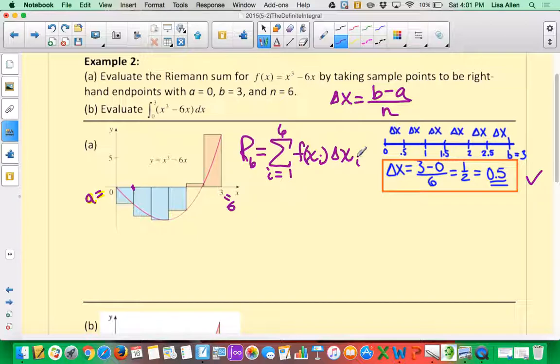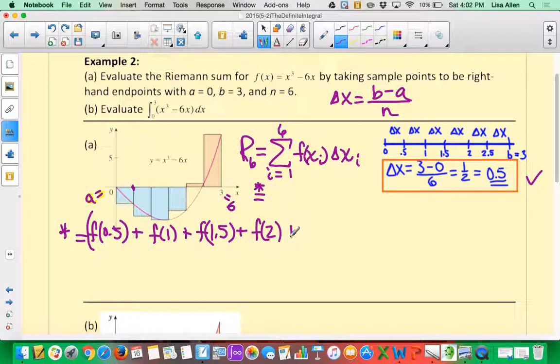Delta x is the same for each subinterval. So I'm going to bring this down here, equal, and put a little star. That is then equal to the sum of the function values, and then at the end we'll multiply by delta x. So, parenthesis, f of 0.5 plus f of 1 plus f of 1.5 plus f of 2 plus f of 2.5 plus f of 3, big parenthesis, and then we're going to multiply by 1/2, or 0.5.